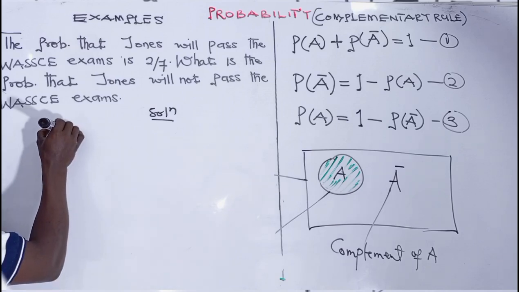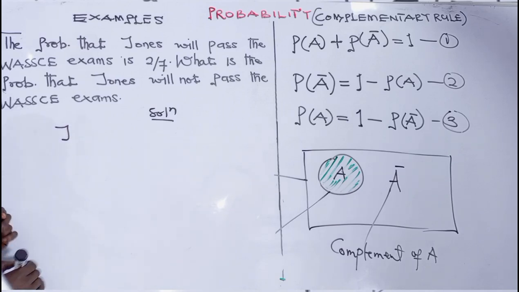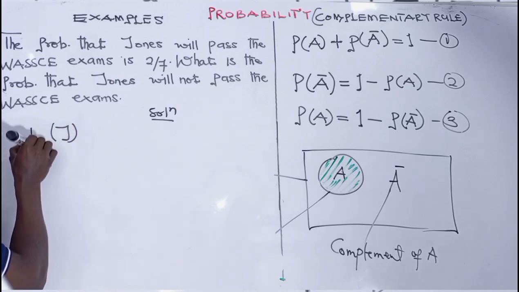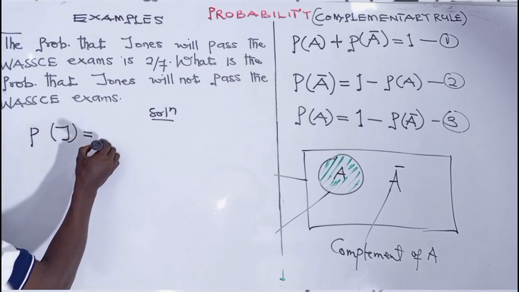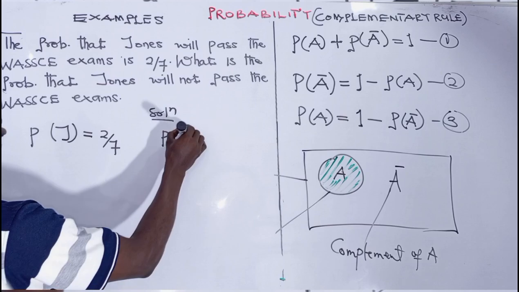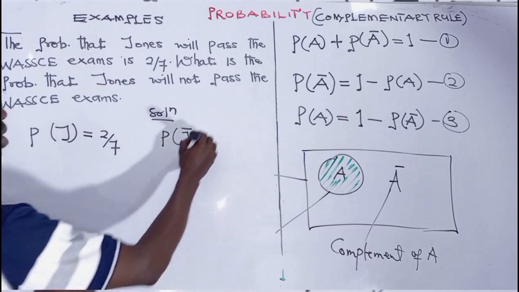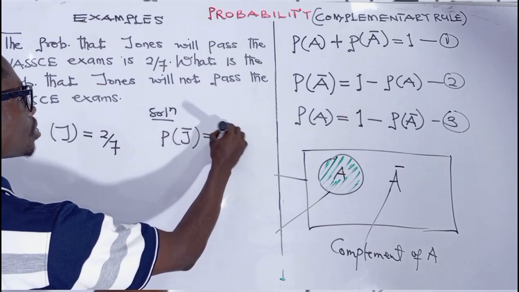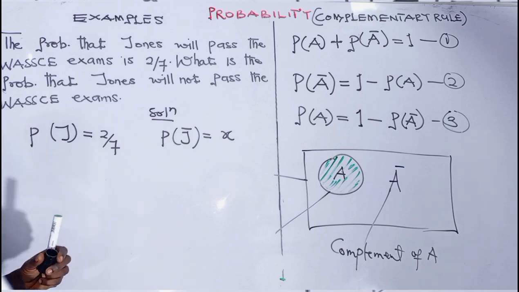So let's use the letter J to denote Jones. The probability that Jones will pass the WASSCE exams is 2 out of 7. And then the probability that Jones will not pass the WASSCE exams, we don't know. So let's use the letter X.